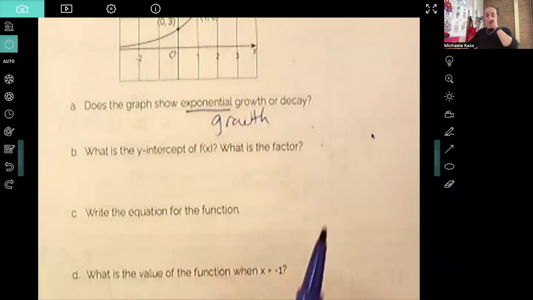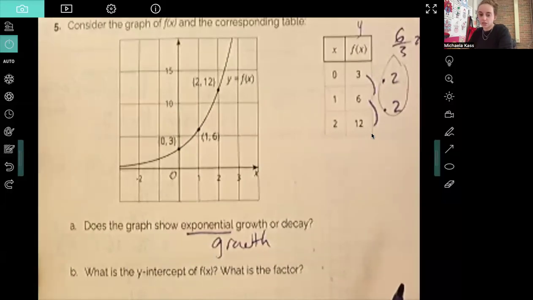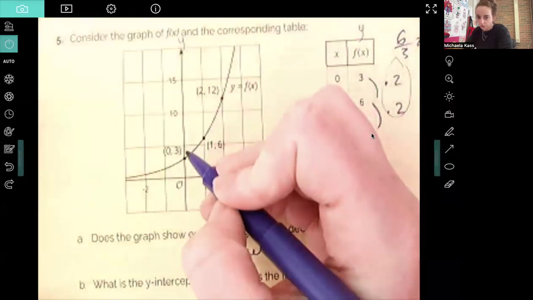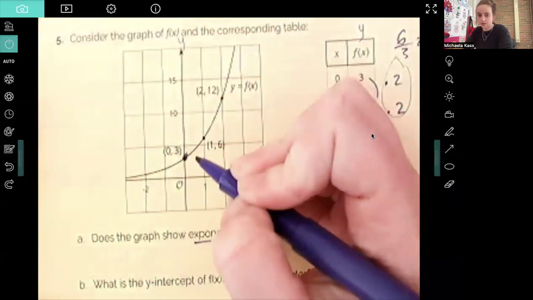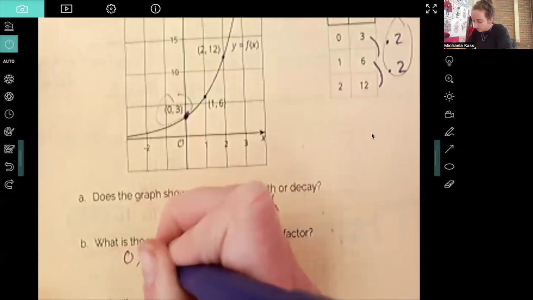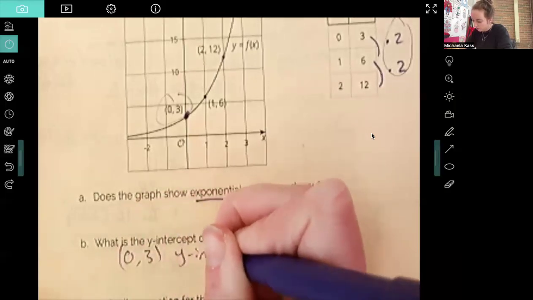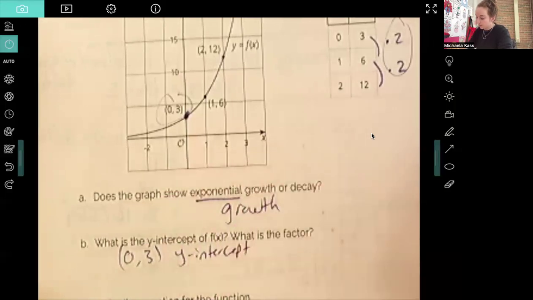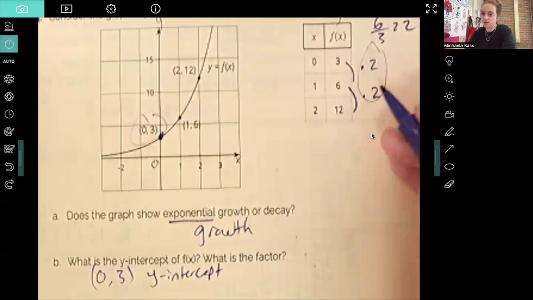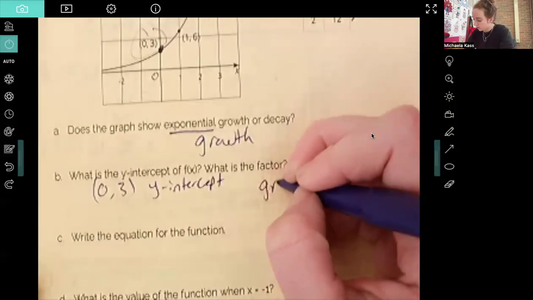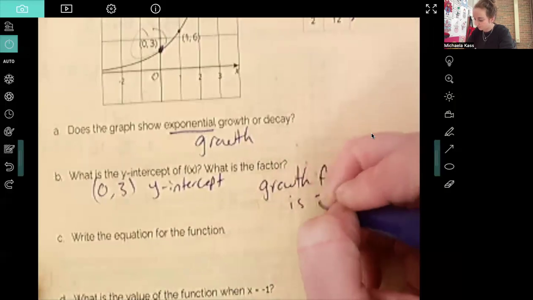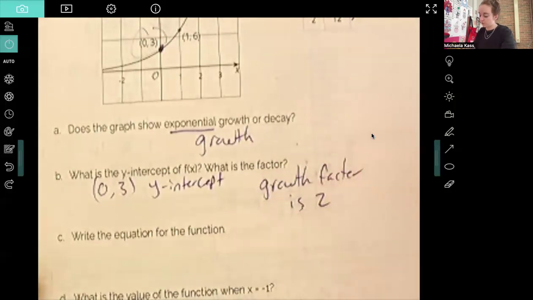The y-intercept. All right, what is the y-intercept? Well, here's my y-axis, right? So what's the point that goes through the y-axis? Oh, right here, 0, 3. So 0, 3 is my y-intercept. And then it wants to know, what is the factor? Well, it's a growth factor, and we found it already. It's 2. So the growth factor is 2.